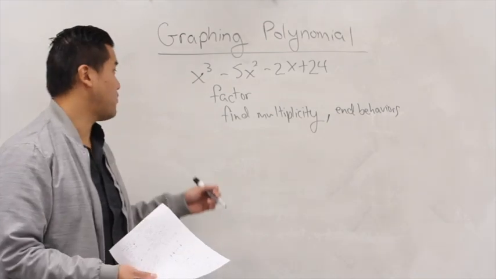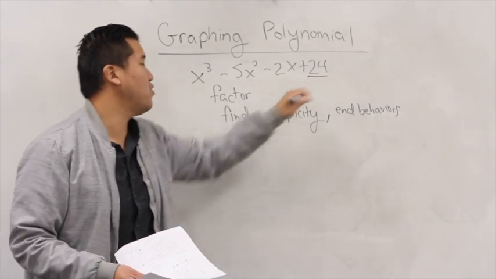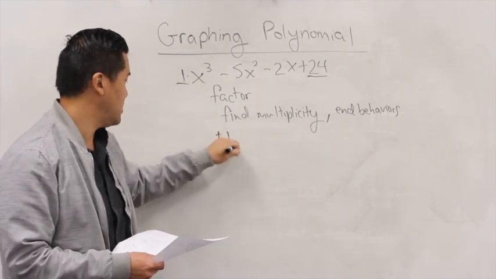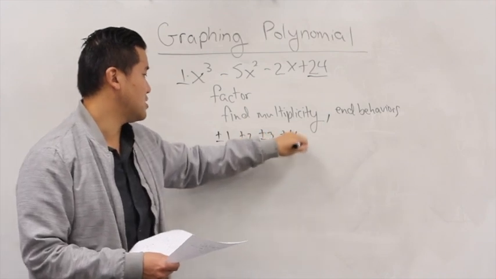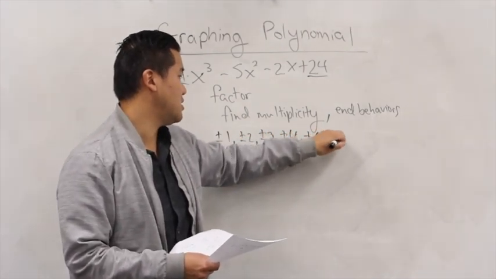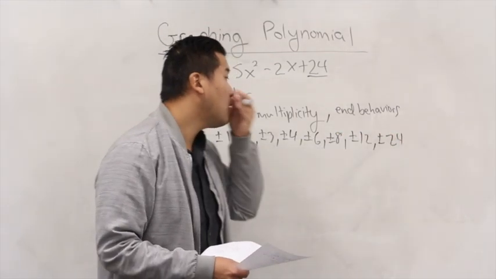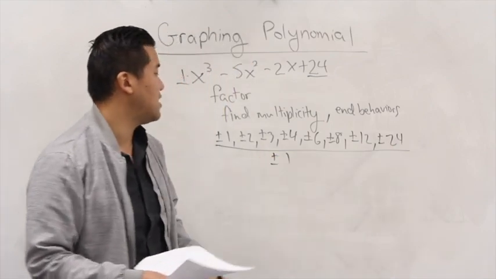Alright, let's try this. The first thing is we need to find P over Q. That was your step 1. So factors of 24 divided by factors of your leading coefficient. So plus or minus 1, plus or minus 2, plus or minus 3, plus or minus 4. There's a lot. Plus or minus 6, plus or minus 8, plus or minus 12, plus or minus 24. Divided by plus or minus 1, so we don't really care about that guy.